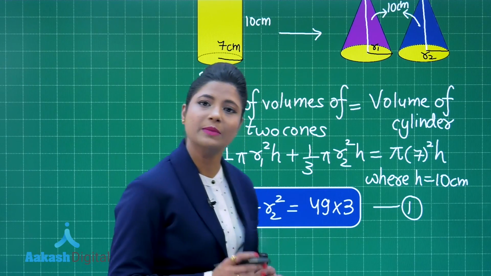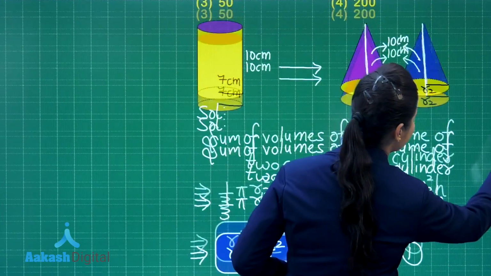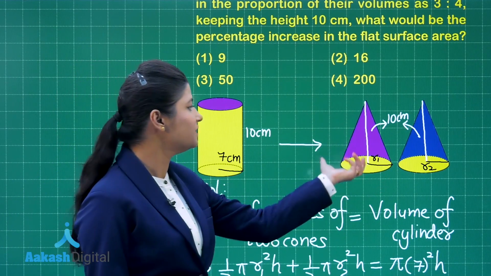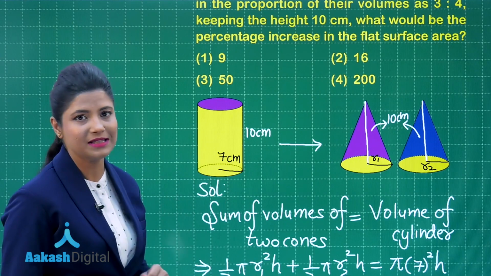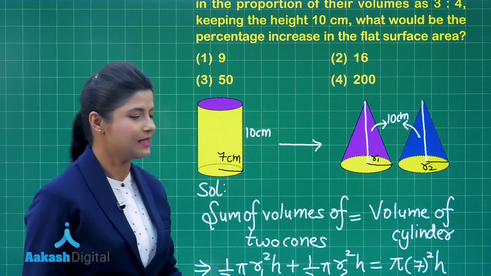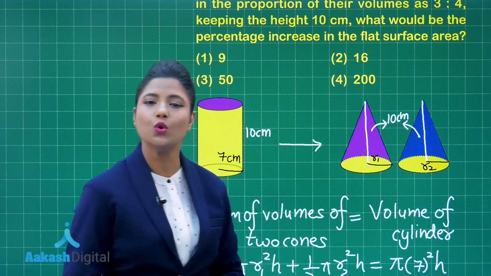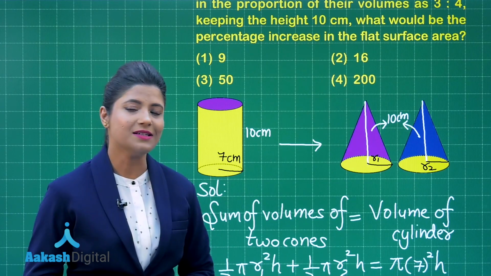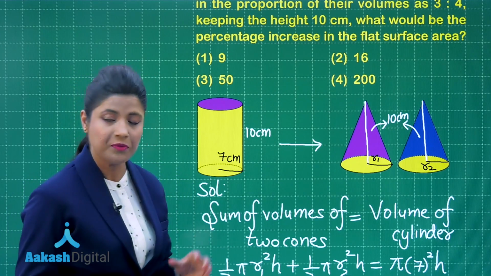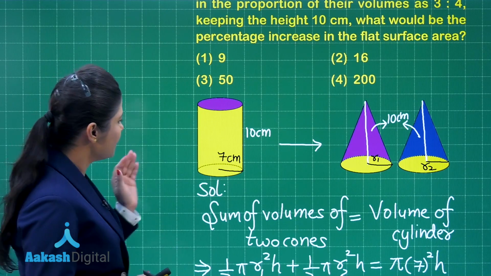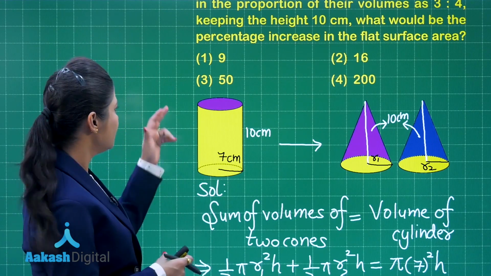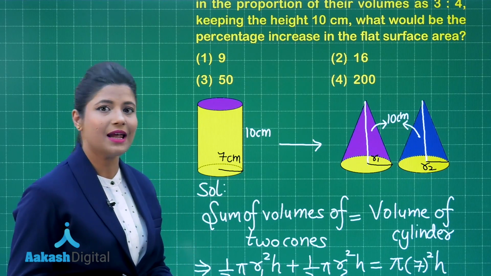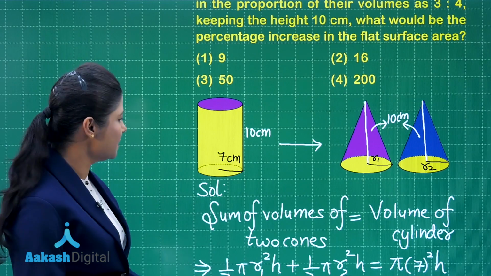Next, in this question you are being asked to obtain the percentage increase in the flat surface area. That clearly means the flat surface area of these two cones will be definitely greater than that of the cylinder. That is why we have percentage increase. Here the flat surface area of these two cones will be given by the sum total of the area of their circular bases, that is pi r1 square plus pi r2 square. Talking about the flat surface area of this metallic cylinder, here also we have the circular upper and lower end. So, the area of that will be given by twice into pi 7 square, taking radius equal to 7.